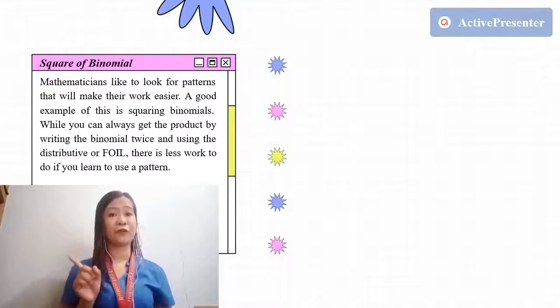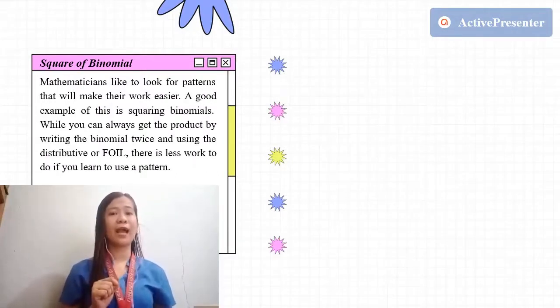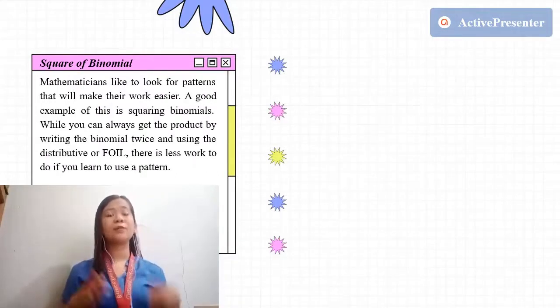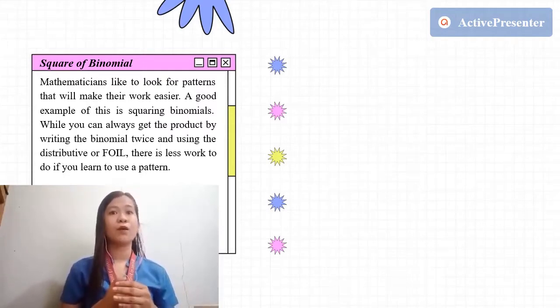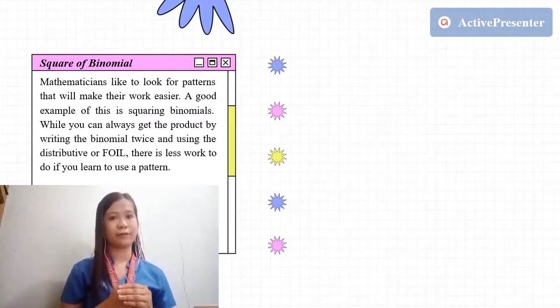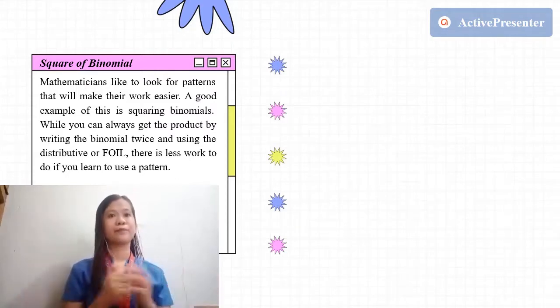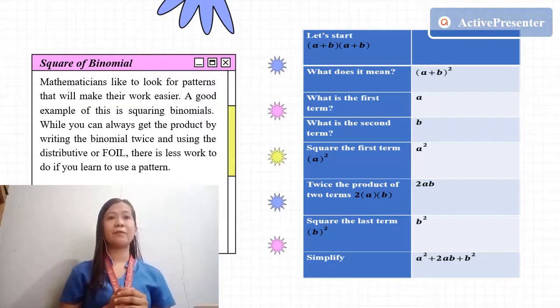Okay, let us have the first one. The special product we have is the square of a binomial. Mathematicians like to look for a pattern that will make work easier. A good example of this is the square of a binomial. While you can always get the product by writing the binomial twice and using the distributive or FOIL method, there is less work to do if you learn to use the pattern. So let us have this pattern. Let's start with the quantity a plus b times the quantity a plus b.